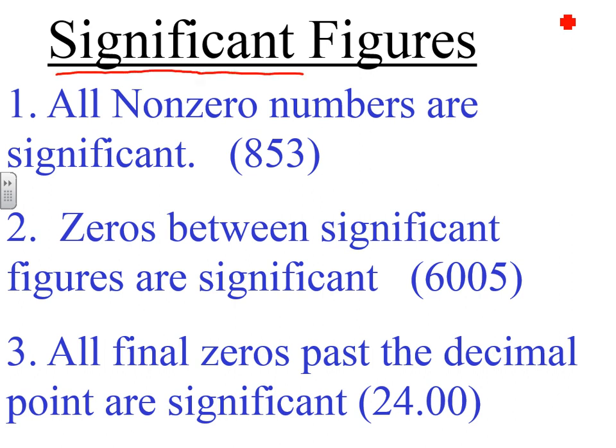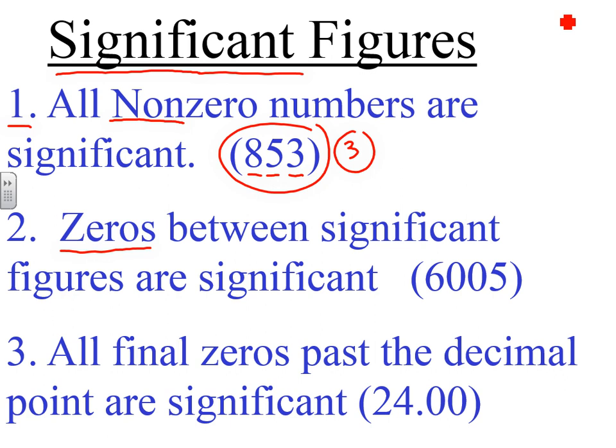Now, there are 5 rules we'll go through that decide which numbers are significant and which are not. Rule number 1 says that all non-zero numbers are significant, which means anything that's not a 0, so an 8, a 5, a 3. All 3 of these are significant, so here we have 3 significant numbers. Rules 2 through 5 concern zeros. Some zeros are significant, some are not, and we'll go through these rules to decide.